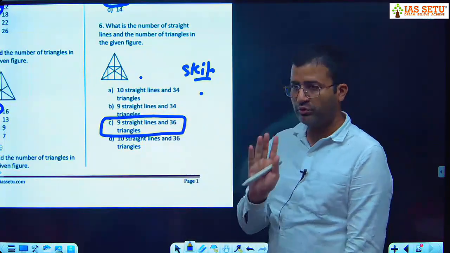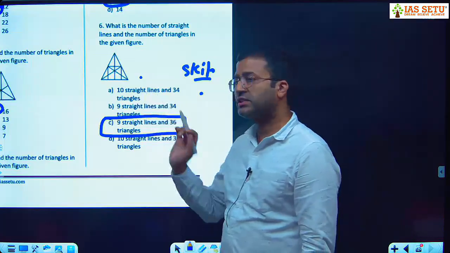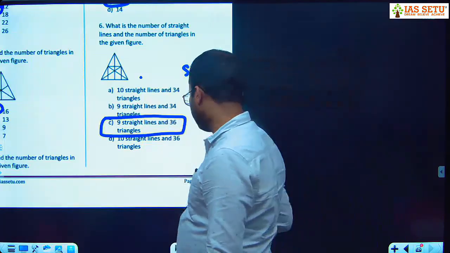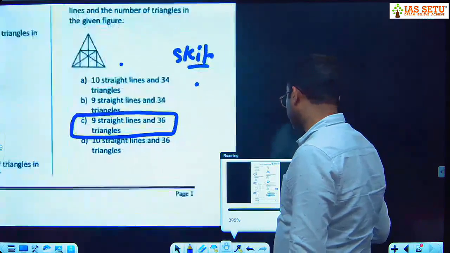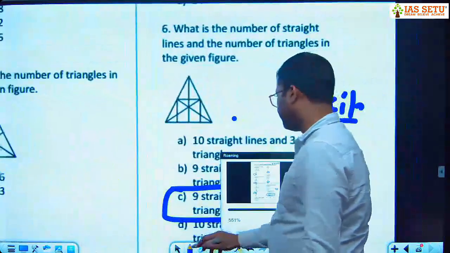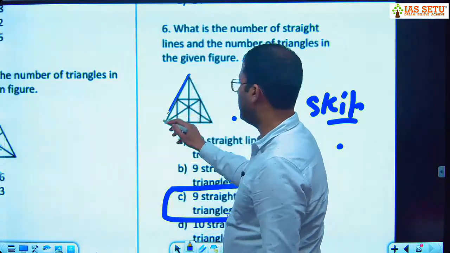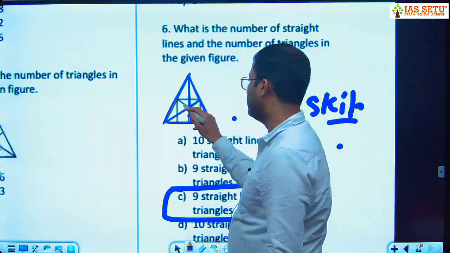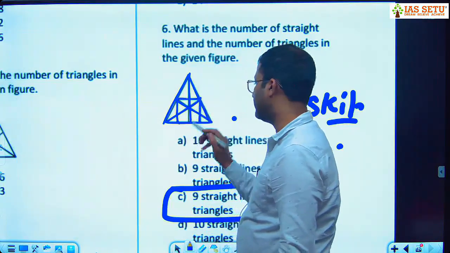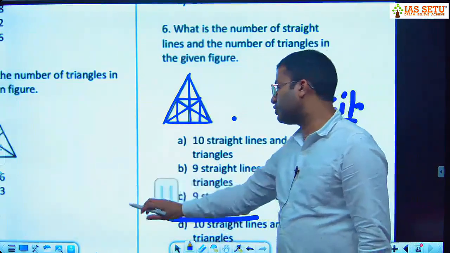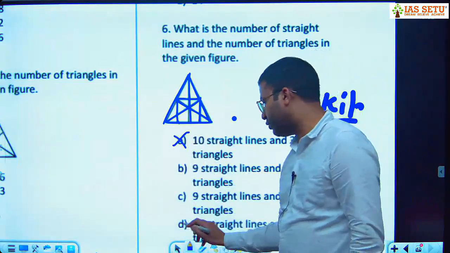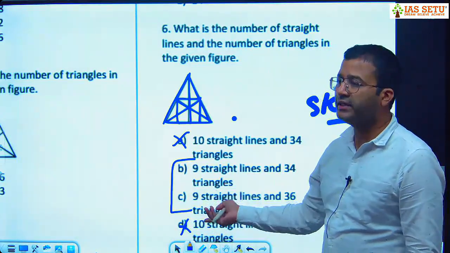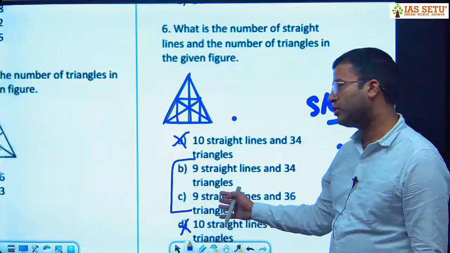हाँ, I tell you one more thing. It is a straight line and triangles. Straight lines we can easily count. So you can check the number of straight lines in question number 6. 1, 2, 3, 4, 5, 6, 7, 8, 9. So based on straight lines, you can say A and D are wrong, either answer B or C. So if you want to take a 50-50 risk, you can attempt it.